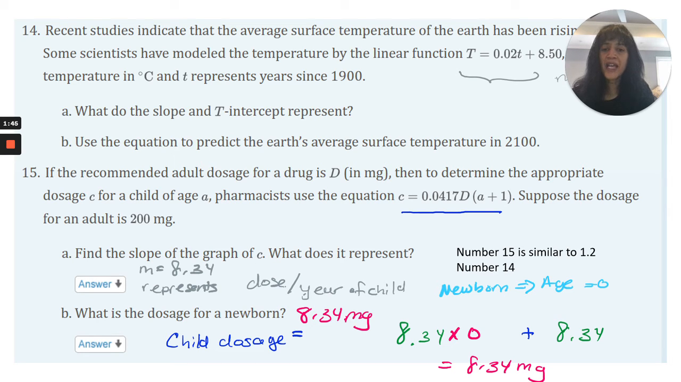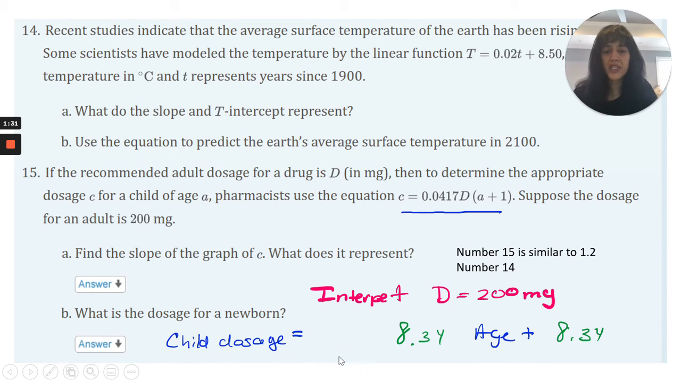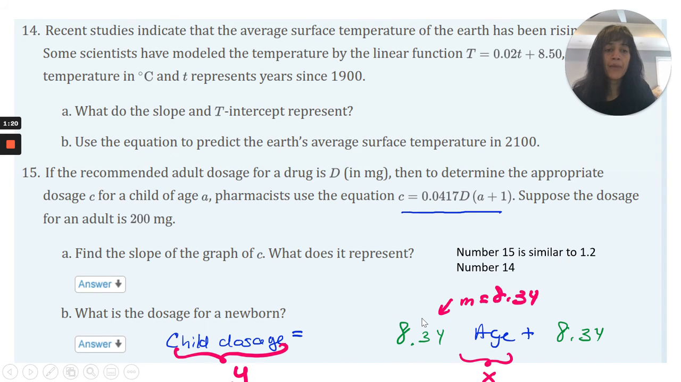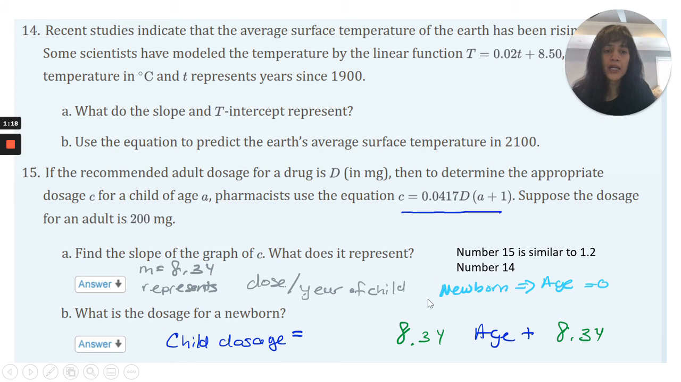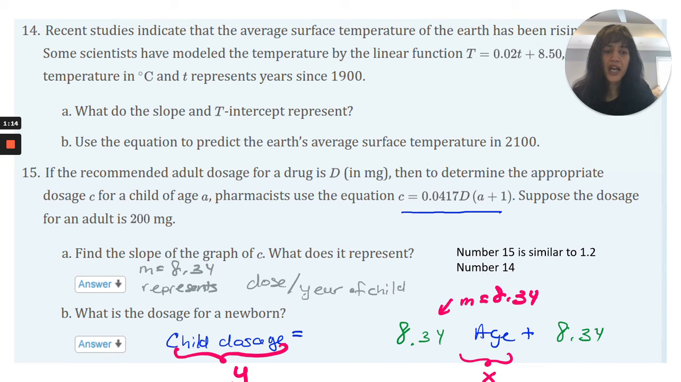Interestingly enough, A and B have the same answer, except the slope is in as a rate. It's a dose per year. How do I know that? One of the failed things I think that we see is that unit analysis is really important. A child dosage is in milligrams. Age is in years. Whatever I multiply by, the units have to cancel and become milligrams. So how do I interpret this? Well, let's see if I can. I have to kind of do this up in the air.